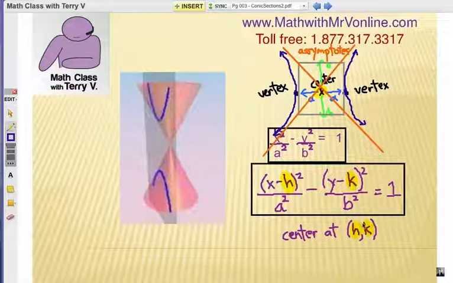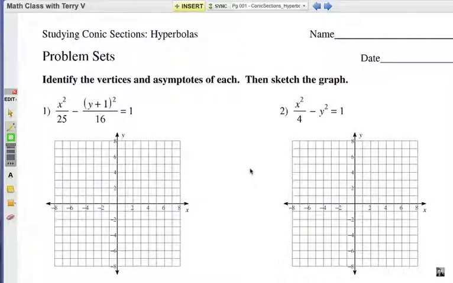Now I'm going to have you try a couple of examples. Take a look. As always in these problem sets, I expect that you'll pause the video and give this a try for a few seconds, then play the video and see if you're right, and I'll go over it with you. Let's try these first two. Go ahead.